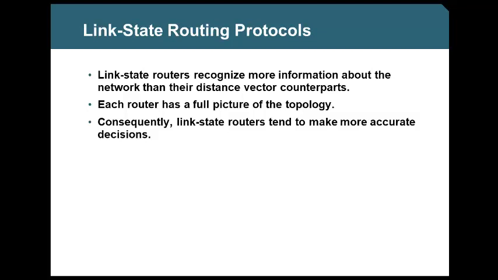So you can make what? You can make an accurate decision because you got the complete map. In EIGRP and in RIP, you don't have the complete map. So when you don't have the complete map, it is not possible to provide the best route, the accurate route. It may be a route, but it may not be an accurate route.